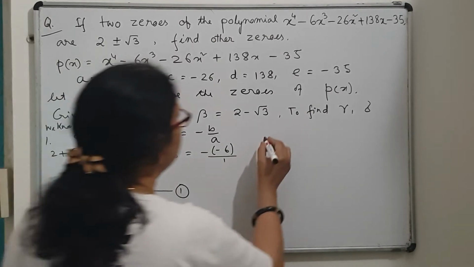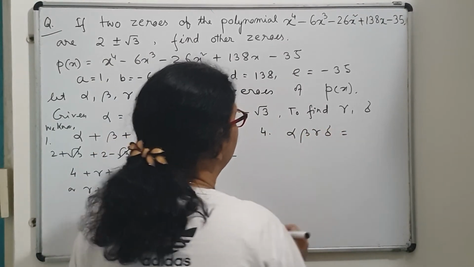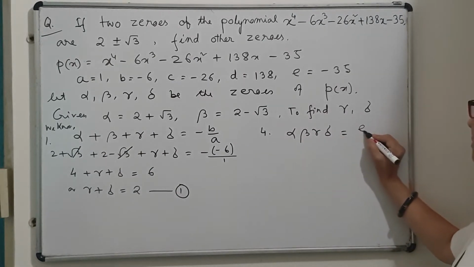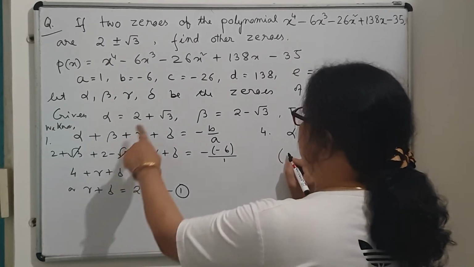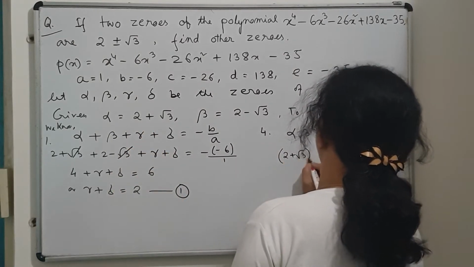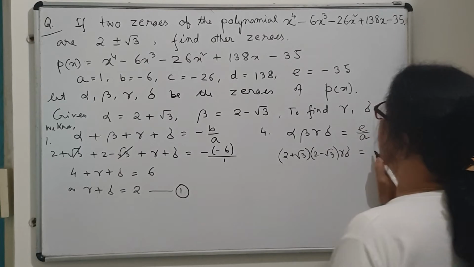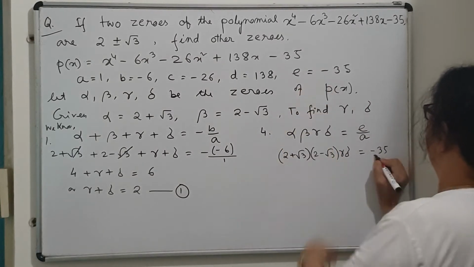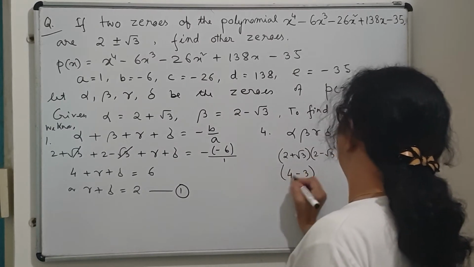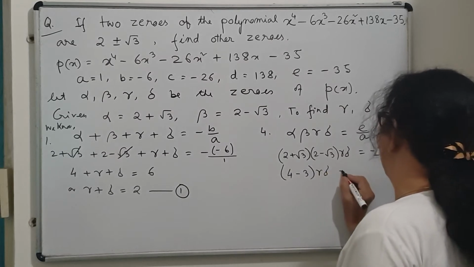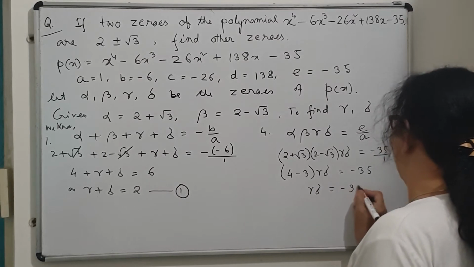Now I will be using the fourth relationship. What was that? The product of all the zeros, it will be e upon a. So alpha is 2 plus root 3, beta is 2 minus root 3, into gamma into delta. What is e? e is -35 and a is 1. So (a plus b) into (a minus b) is a square minus b square: 2 square minus root 3 whole square, times gamma delta is -35. So gamma into delta is -35.